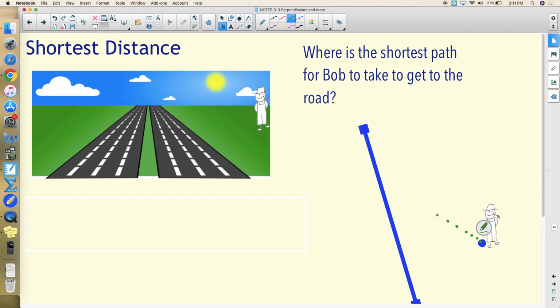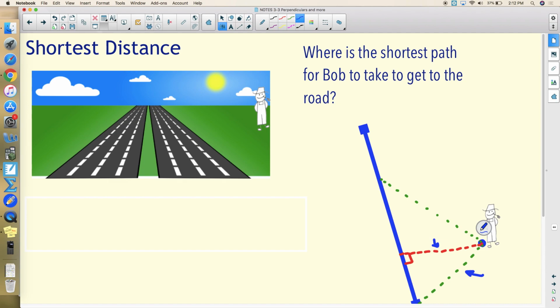If Bob takes different angled paths as he walks to the road, each one of those segments, the second one's shorter than the first, so that would be better. But the most direct path, meaning the shortest path if he's able to, would be from that point perpendicular to the road. So perpendicular to the road would be like one side of a right triangle, and any of these other green paths would be like the hypotenuse of a right triangle. They would be longer than that trip that's red.